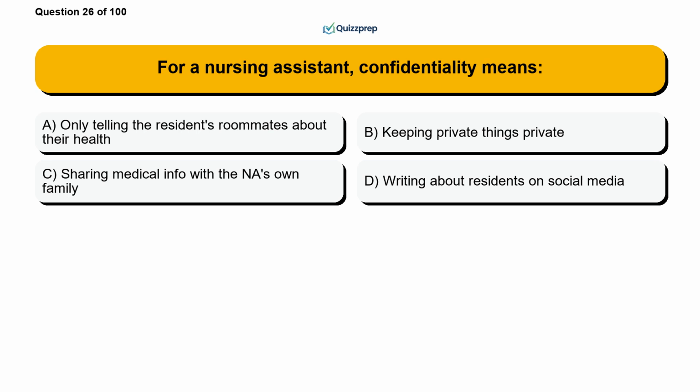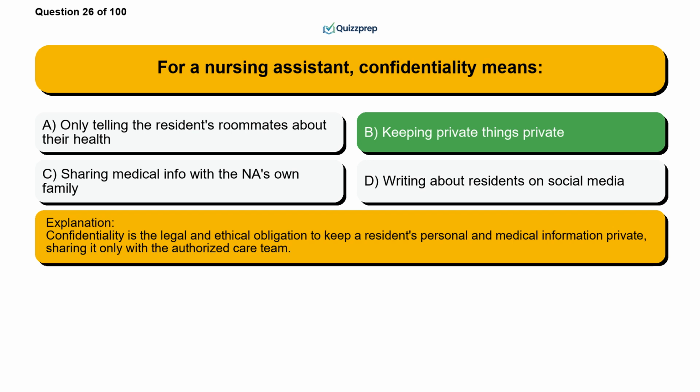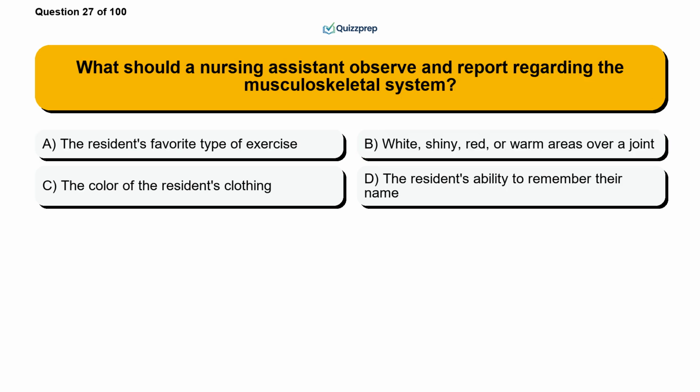Question 26. For a nursing assistant, confidentiality means: option A, only telling the resident's roommates about their health; option B, keeping private things private; option C, sharing medical info with the NA's own family; option D, writing about residents on social media. The correct answer is option B, keeping private things private. Confidentiality is the legal and ethical obligation to keep a resident's personal and medical information private, sharing it only with the authorized care team.